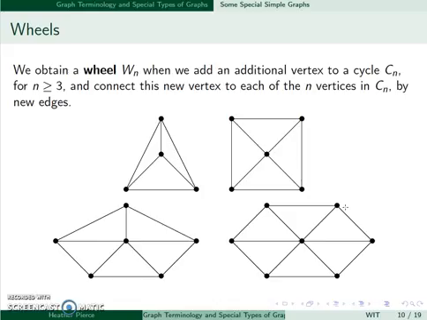A wheel adds an additional vertex to our cycle graph and connects this new vertex to each of the vertices in Cn. So for instance, here's W3 because it's C3 with an extra vertex in the middle. There's W4, W5, and W6.